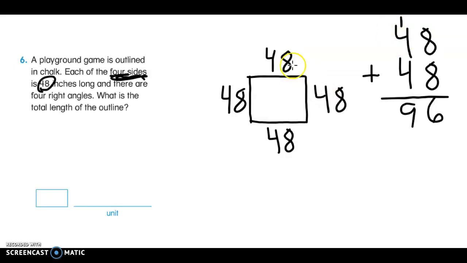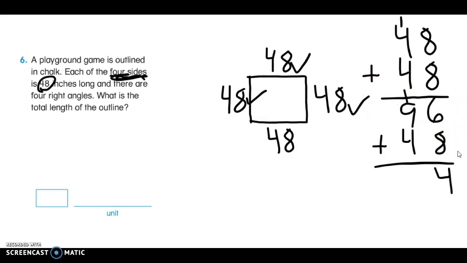Now you can either add the other 48, these two, and then add that with your 96, or you can do this other strategy. I'm just going to add 48 next. So I'm going to say plus 48. Add it together. 6 plus 8 equals 14. Carry my 1. 1 plus 9 is 10. Plus 4 is 14 again. I'm still not done. I have one last 48 to add. Plus 48.